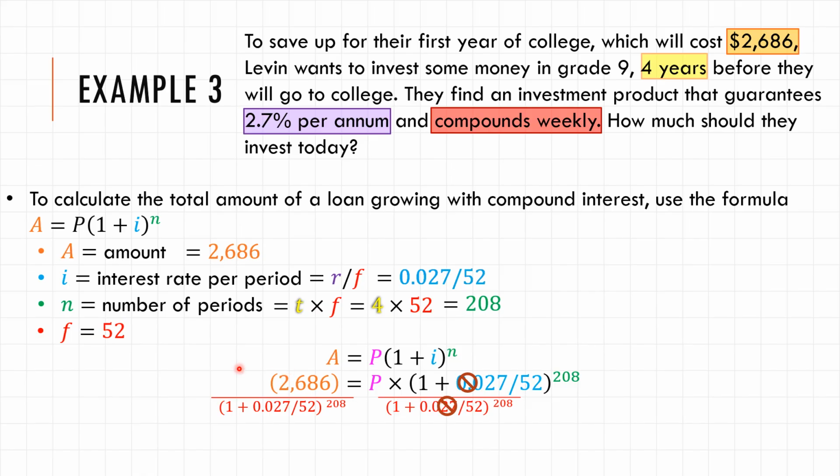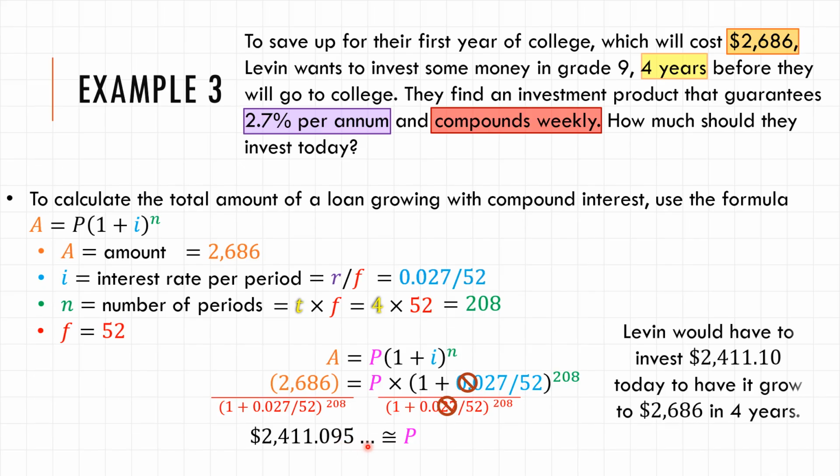When I plug all of this into my calculator, I will find out that the value of P is $2,411.095. Now I need to round this to the nearest dollars and cents, so I'm going to round it to $2,411.10. If Levin invests this in grade 9, they will have enough. It'll grow by 2.7% per year. It'll compound every week, and for 208 weeks, it will do that. Eventually it will grow until they have $2,686.